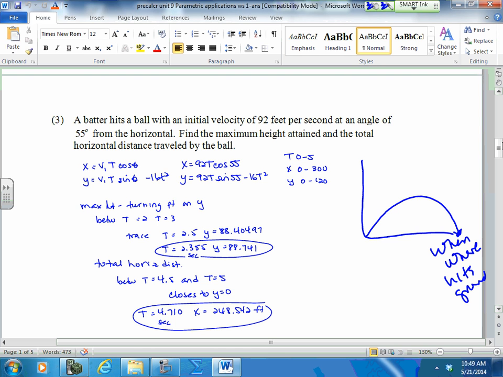This is when your y is equal to 0. Your x value is your horizontal distance, and your time is how long it took to get there.